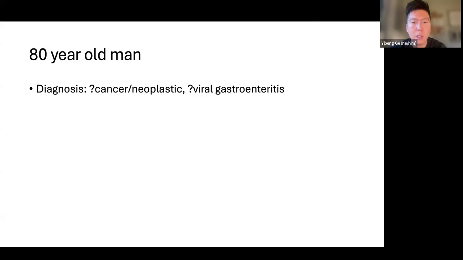So part of our role is to think about what is most likely, but certainly what are the things that we don't want to miss. We want to keep an eye on them. From our point of view, it is thinking about the worst case scenario and making sure it's not that, or doing what we can to try to rule those things out through the history and the physical, and perhaps with investigations if appropriate.